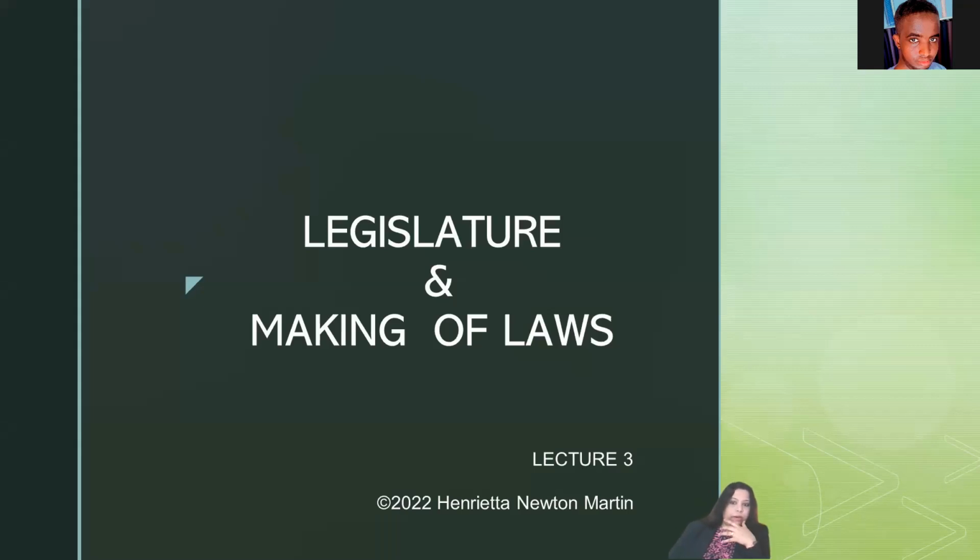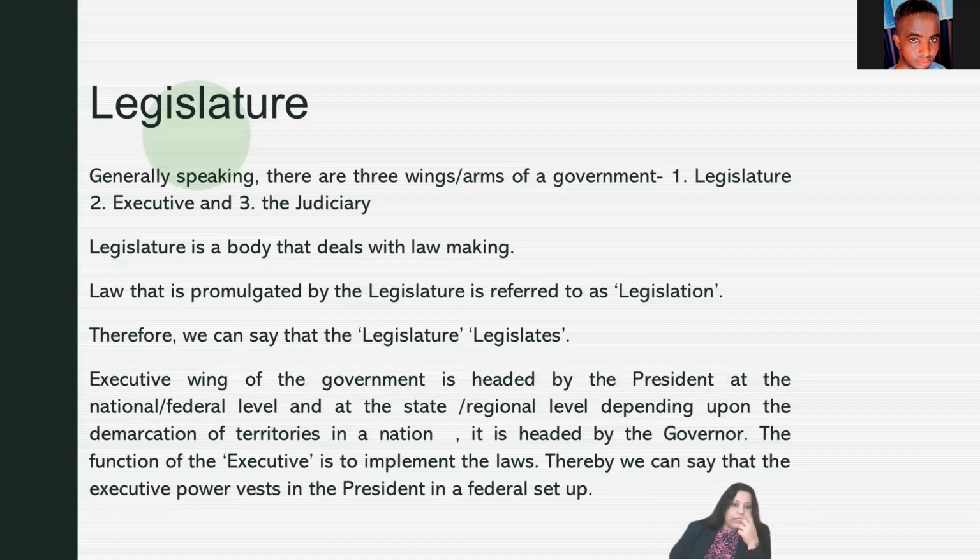Let me run over the concept again. Last time we studied judicial precedents, and now we will go through the legislature.